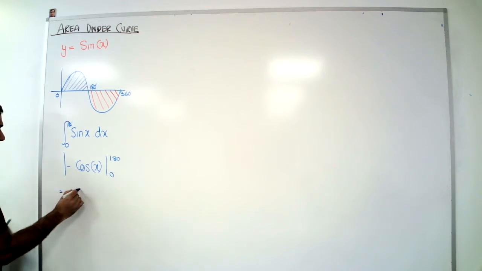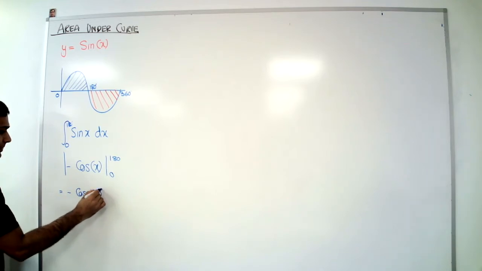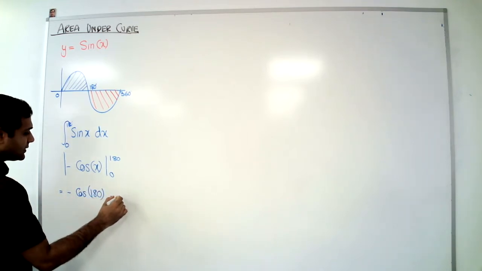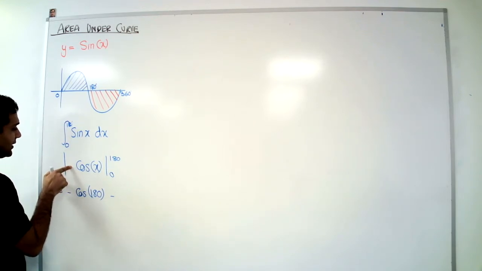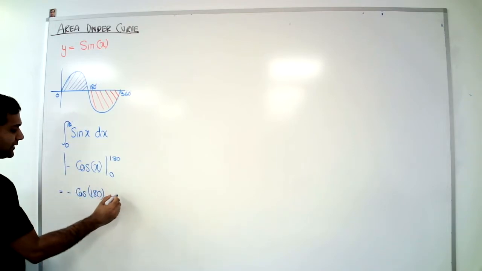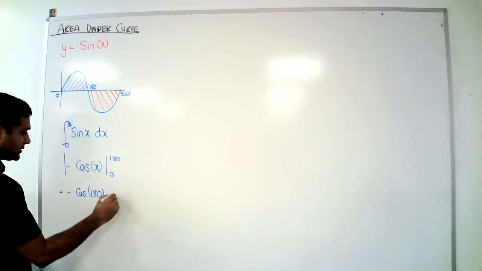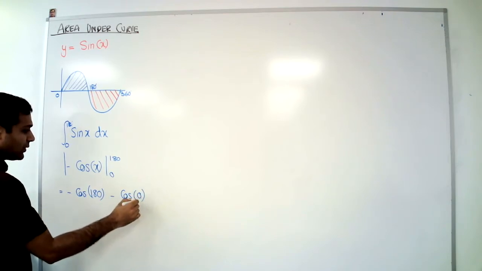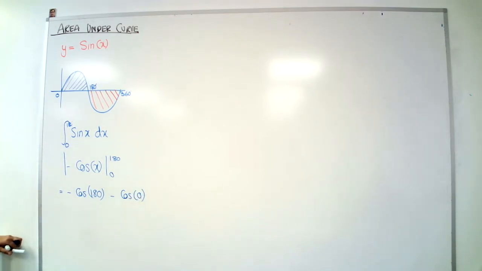So what I need to do is minus cos 180, minus, actually I can take the minus out straight away. The minus will become positive anyway because there's some odd sign. So minus cos 180, then I'm going to do minus cos 0. What's the value of the cos 180 in your calculator, please? -1. And cos 0 is 1. Cos 0 is 1.